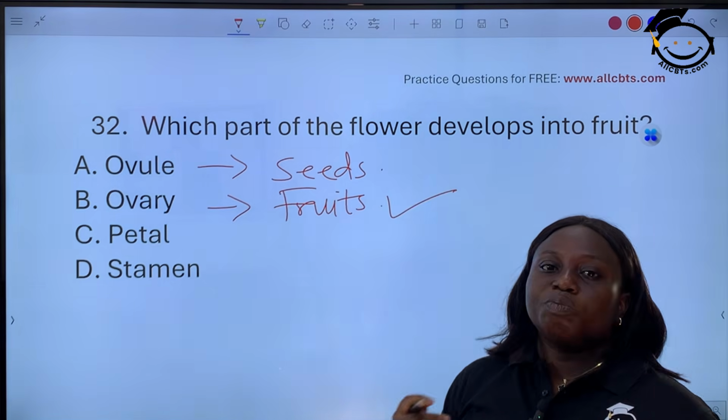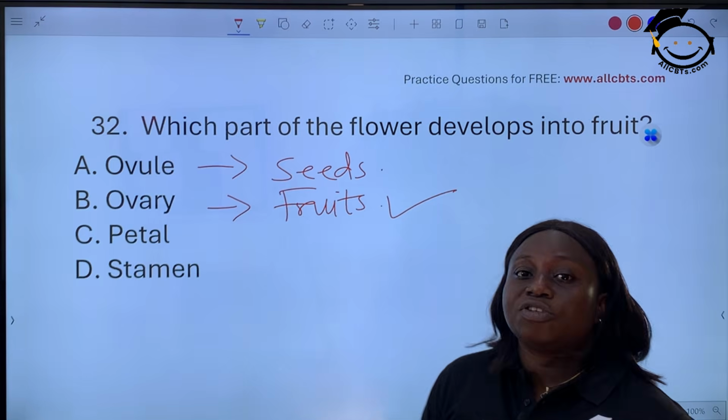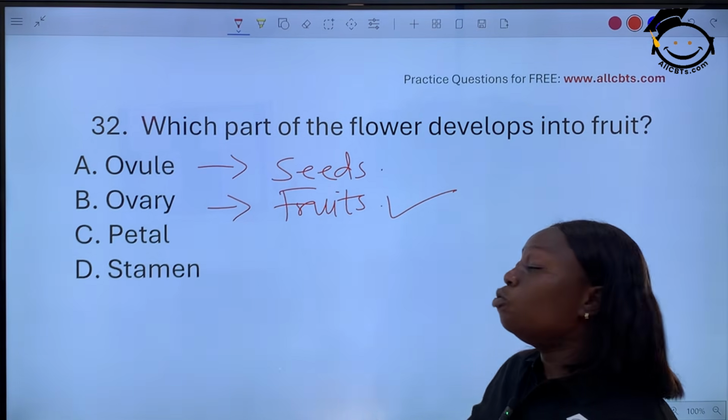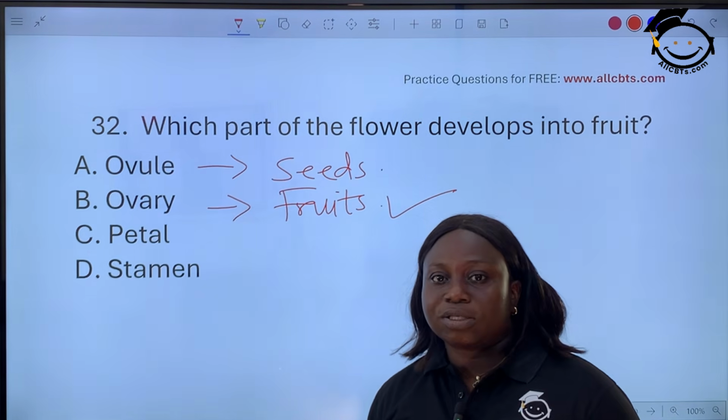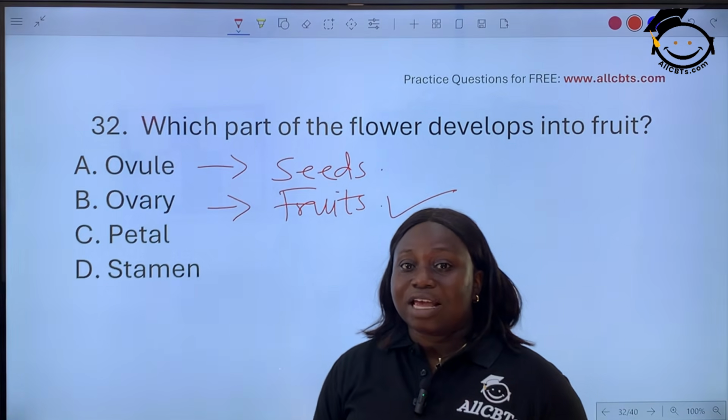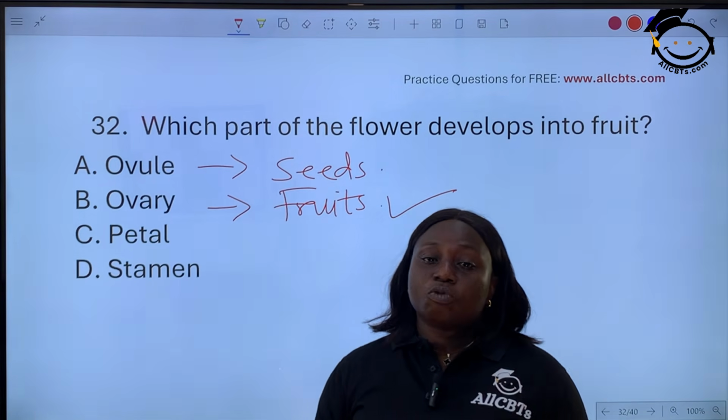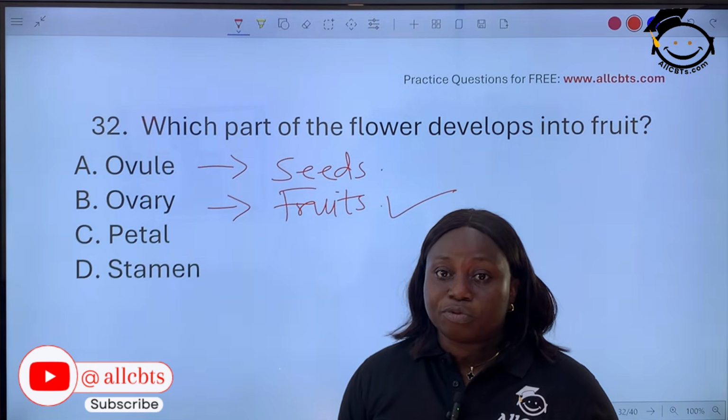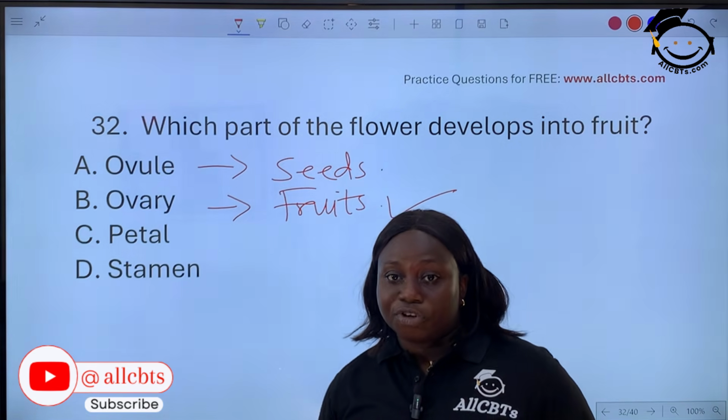So our answer is the ovary. That is option B. The ovaries are what will develop into fruit, while the ovules will develop into the seeds. So when you are looking at your fruit and you're looking at the seeds, you know that it was once an ovule, it was once an ovary.